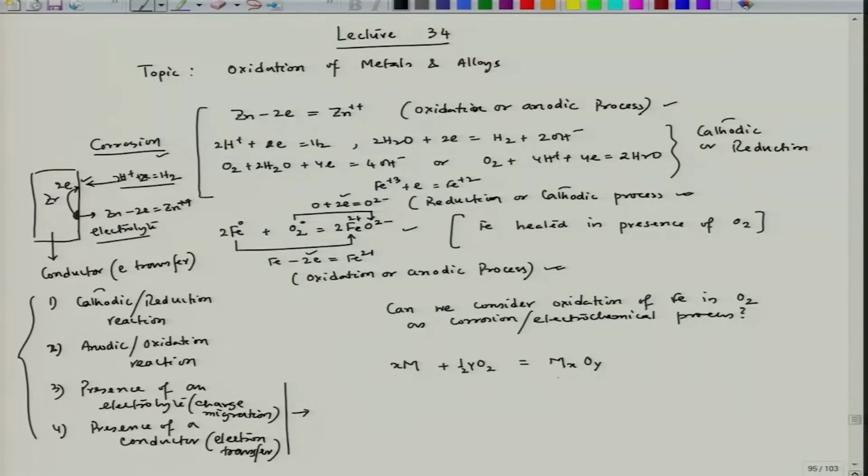For example, if I consider M2O3, in that case oxygen would be half into 3, plus 2 M. So, it will become 4 M plus 3 O2 equal to 2 M2O3. So, this is basically a generalized formula.